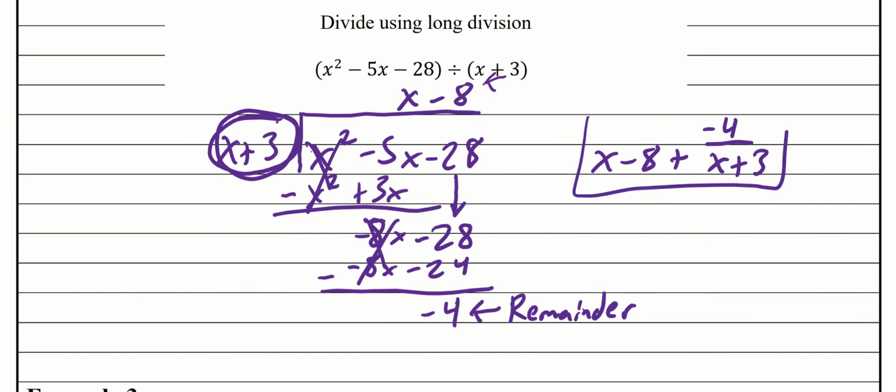Okay, so my final answer will look a little strange, but it's going to look something like this. X minus 8 plus negative 4 over x plus 3. This would be the exact same kind of look of an answer if you were doing long division with numbers. Now we're just doing that same thing with values and polynomials.